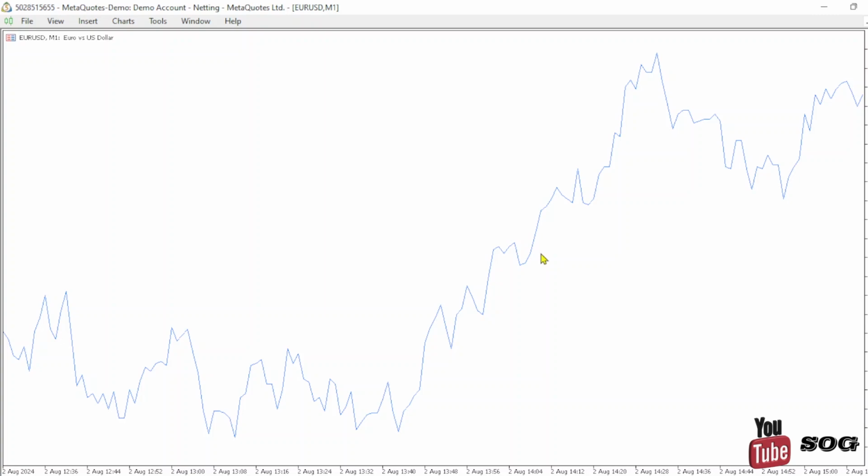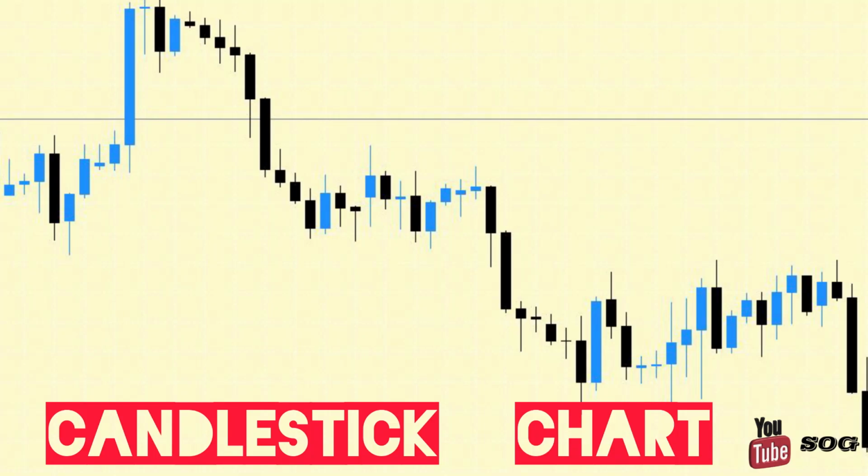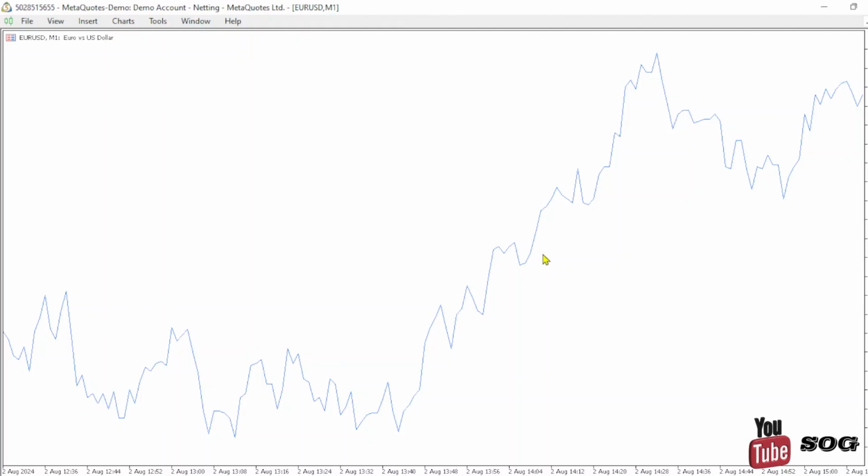Now we have three major types of charts, which are the line chart, the bar chart, and the candlestick chart. We have many. We have Heikin-Ashi, many. There are so many, but let's talk about these three. Now head down to the screen.